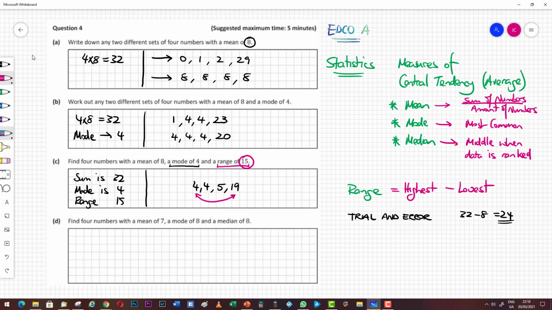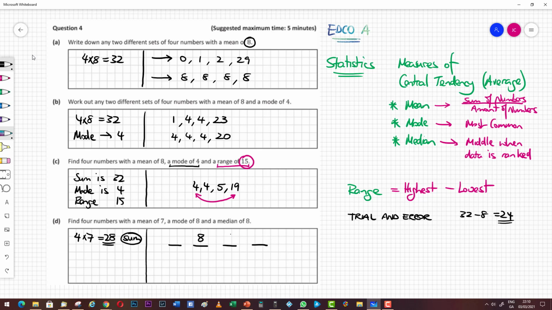The last part is find 4 numbers with a mean of 7. So this time the mean is 7. What does that mean? Well, 4 numbers times 7 is 28. The 4 numbers have to sum or add up to give us 28. It has a mode of 8 and also a median of 8. What does that mean? Well, because there's only 4 numbers, the most common number is 8 and the middle number is 8.